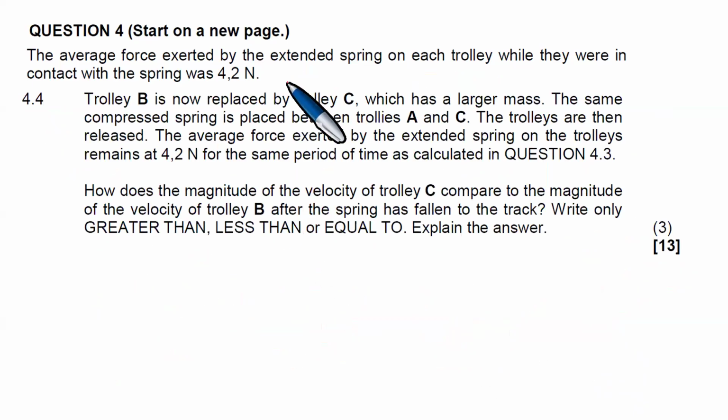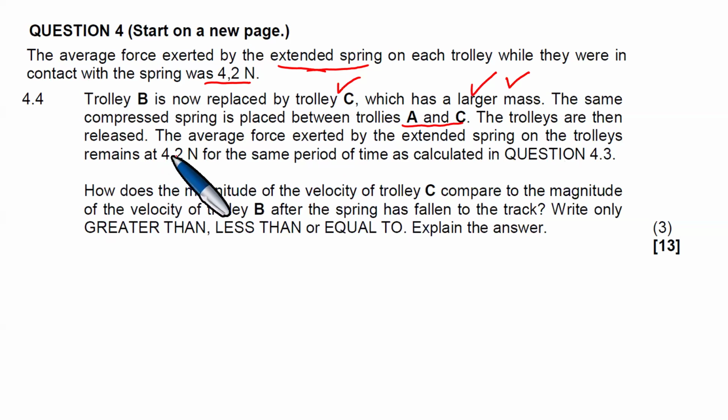The average force exerted by the extended spring on each trolley while they were in contact with the spring was 4.2 newtons. Trolley B is now replaced by trolley C, which has a larger mass. Because there were two trolleys A and B, but now trolley B is replaced by trolley C, which is heavier. The same compressed spring is now placed between trolleys A and C. B is out of the picture.